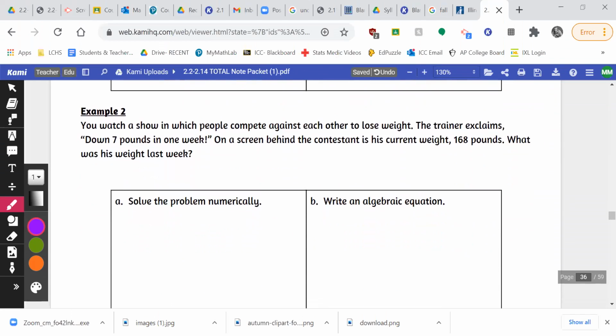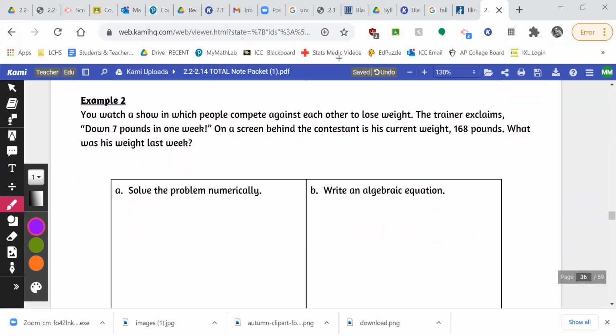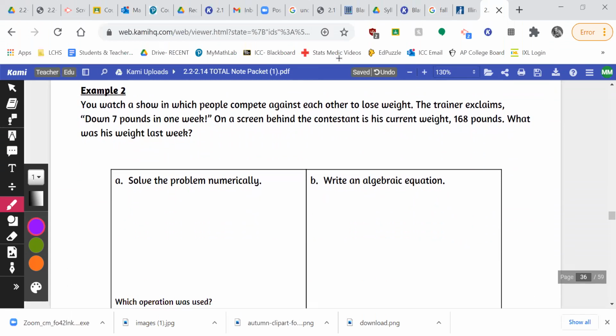Okay. Looking at example 2, it says you watch a show in which people compete against each other to lose weight. The trainer exclaims, "Down 7 pounds in 1 week." On a screen behind the contestant is his current weight, 168 pounds. So his current weight is 168, and we know that he decreased 7 pounds from last week. So it wants us to find out what his weight was last week.